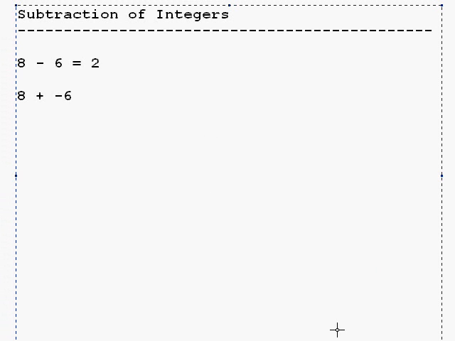First number is the same. Change it to addition. We change the sign of our second number. Our answer is the same. So we can use this idea in more complicated scenarios.